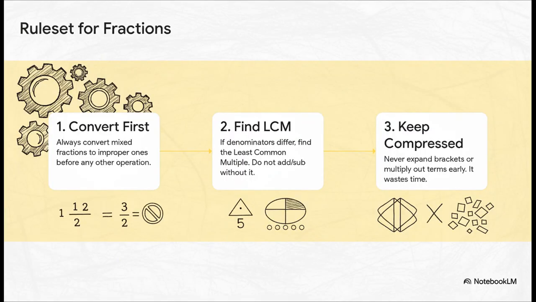So let's look at the rule set. Think of these as your non-negotiables. You always convert mixed fractions first. No exceptions. Obviously, use a common denominator. But this last rule, this one is absolutely critical for speed. Never, ever expand early. You're just making more work for yourself. Keep everything as compressed as possible.